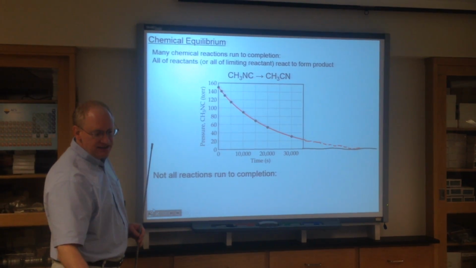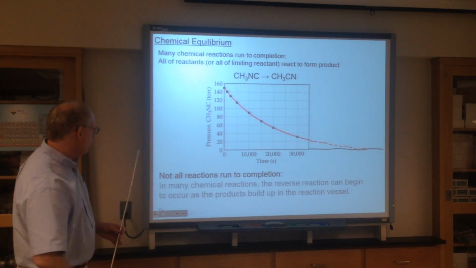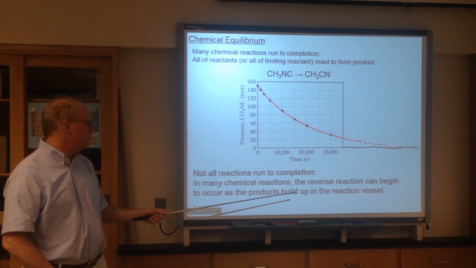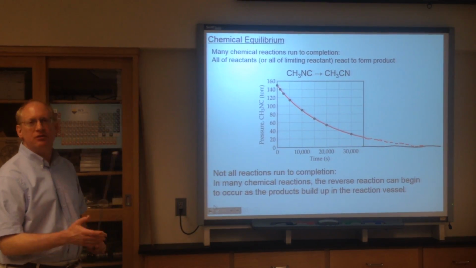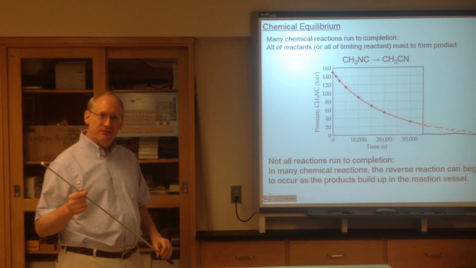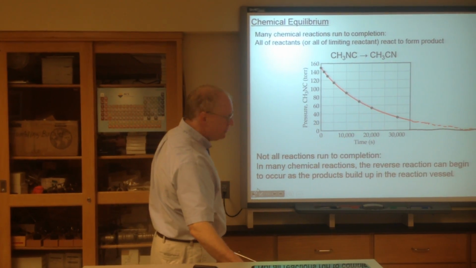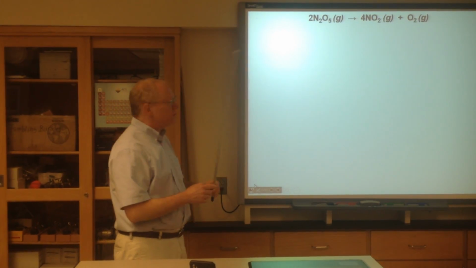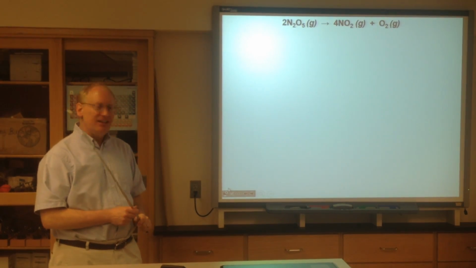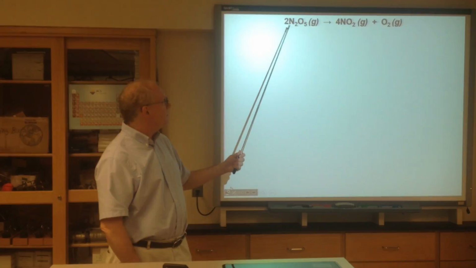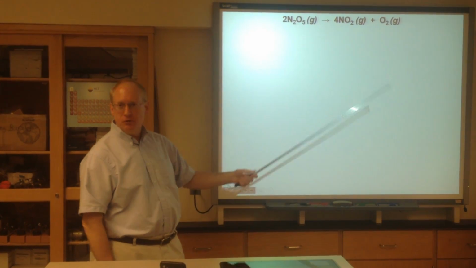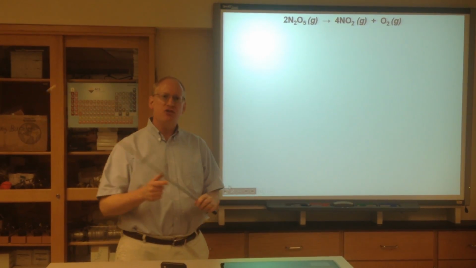It's not uncommon to find a chemical reaction in which, after a certain point, the reverse reaction begins to occur to an appreciable degree as the products build up in the reaction vessel. An example of that is shown on the next slide, so consider this reaction. We have dinitrogen pentoxide reacting with itself. Two dinitrogen pentoxide molecules react to give us 4 NO2 molecules and 1 oxygen molecule.